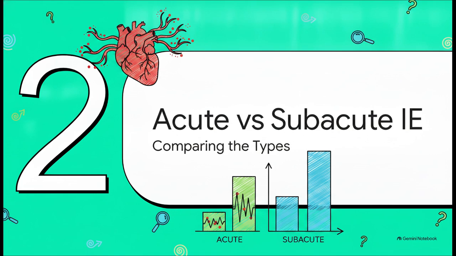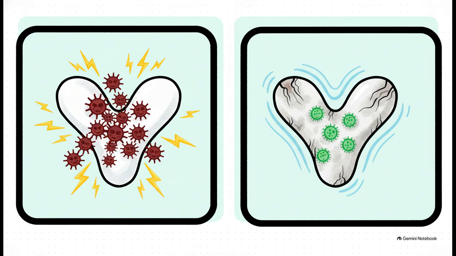Moving right along to part two, acute versus subacute types. Examiners absolutely love to test if you know the critical, life-or-death differences between these two classifications. And here is the classic divide. On one side, we've got acute IE. Think of the bacteria here, usually Staphylococcus aureus, as a completely violent home invader. It is highly virulent, rapidly progressive, and it can literally kick the door down to attack and destroy completely normal, healthy heart valves. It acts super fast, and without immediate treatment, it's fatal.